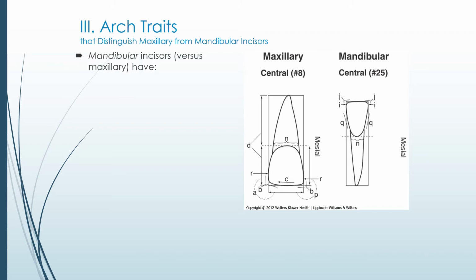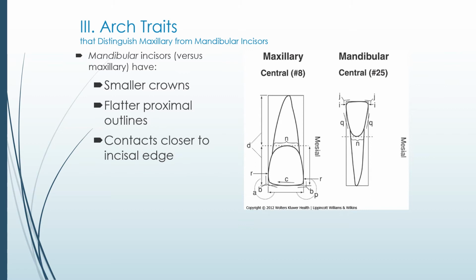So in terms of arch triads, the mandibular incisors as compared to the maxillary have smaller crowns. We have already talked about that it is smaller in all dimensions as compared to the maxillary central incisor. Secondly, it has flatter proximal outlines, and its cervical ridges and its cingulum are not as prominent as the maxillary central incisor. The contact points of the mandibular central incisor are actually very close to the incisal edge, and they are usually in the incisal 1/3.